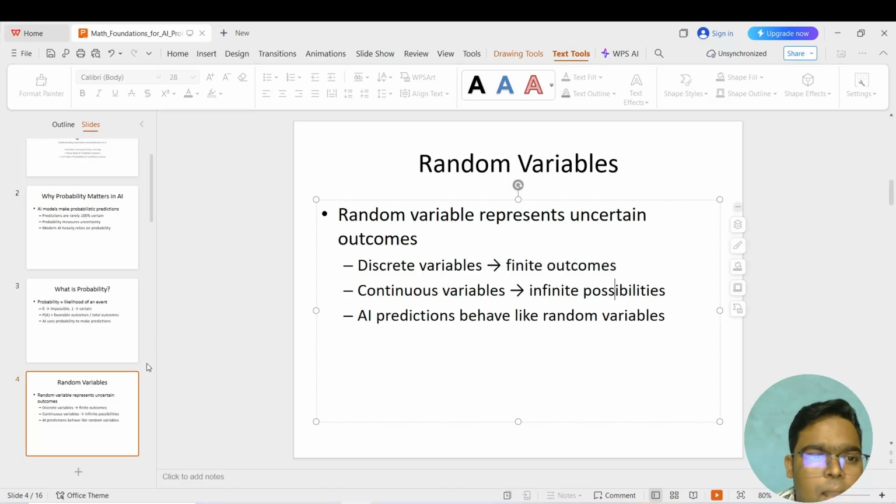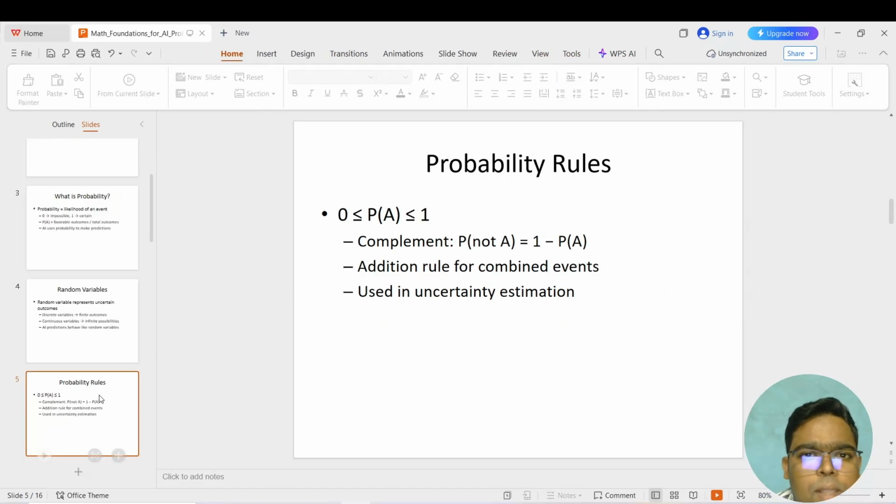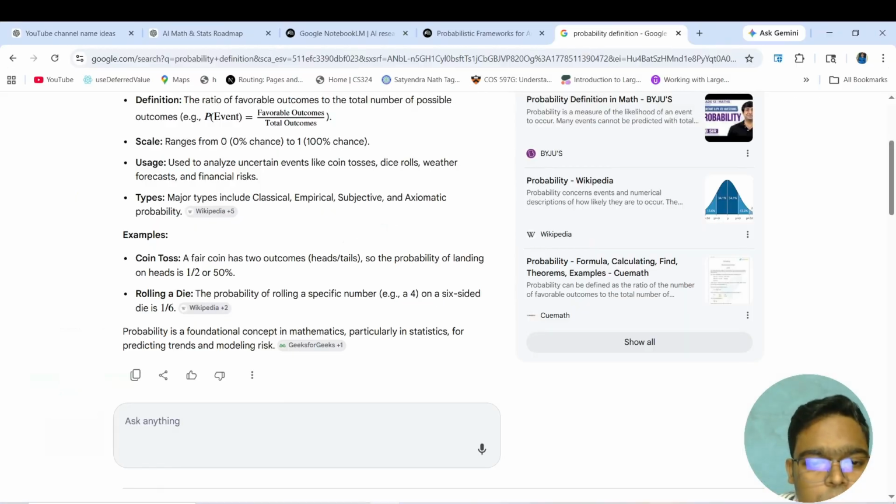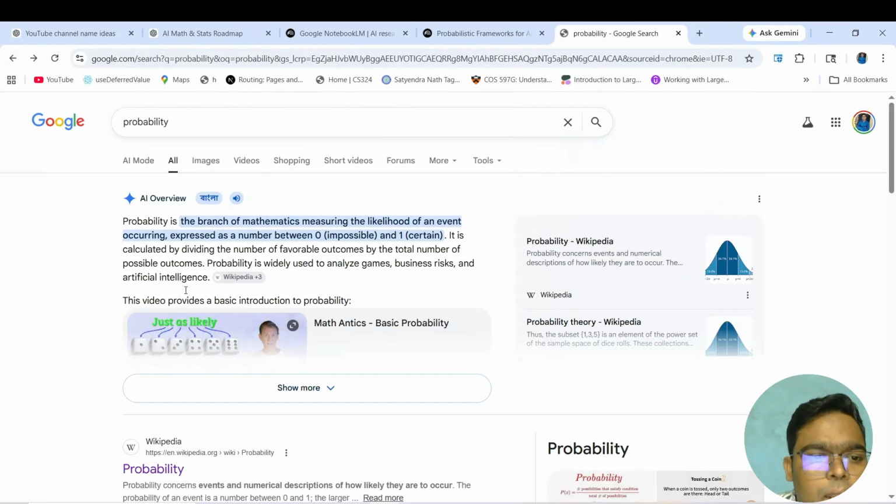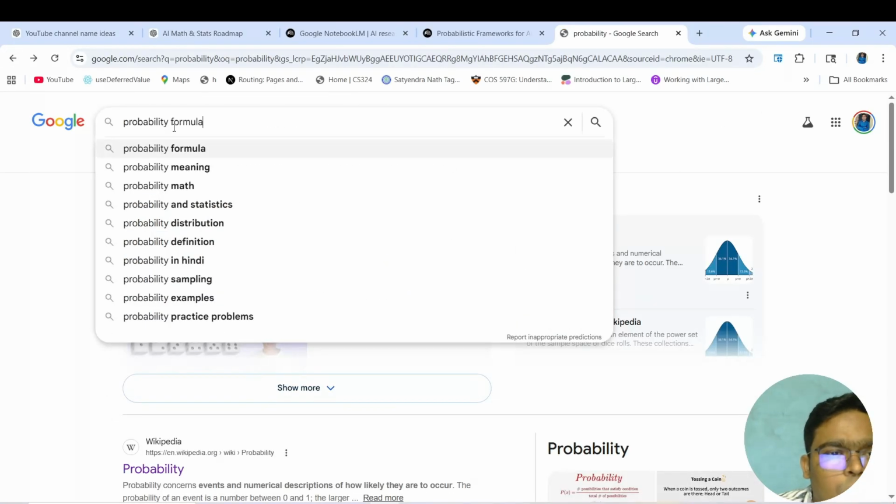So let's see the next slide itself. Let's say that is probability rules. As I said before, it lies between 0 and 1. If I say complement, that is the probability of A complement, that means A is not happening, so 1 minus probability of A. And then there is the addition rule, used in uncertain situations.